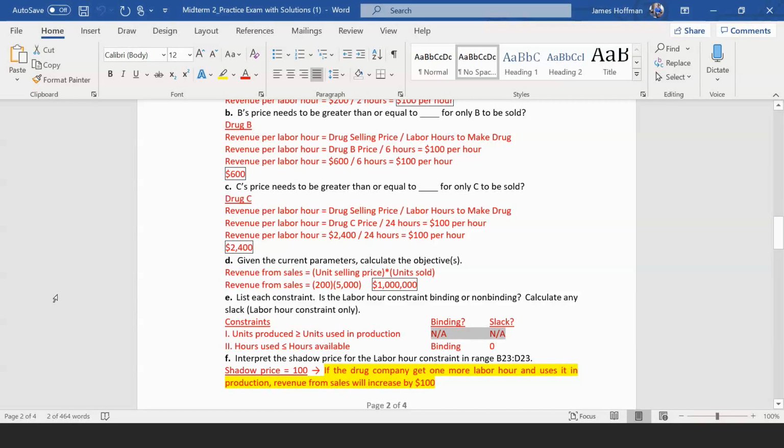Okay, and the units produced here is equal to the units used in production. That one, the question specifically asks you just to do the labor constraint for the binding and the slack. And that's because this one doesn't really have an interpretation the same way. And so for the first constraint, for the units used in production one, you can just put an NA for the binding and the slack question, or just leave it blank. So I just put a little NA for not applicable. And so the binding part and the slack part is only going to ask you for the labor hour constraint.